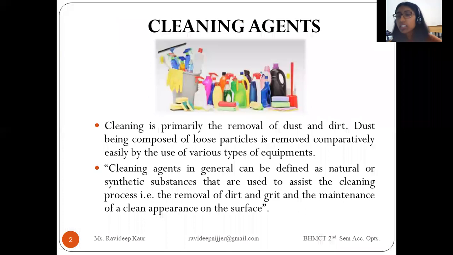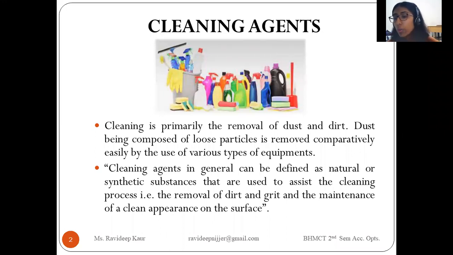What are cleaning agents? First of all, let me tell you what cleaning is. Cleaning is primarily the removal of dust and dirt. Dust, being composed of loose particles, is removed comparatively easily by the use of various types of equipment. Cleaning is basically removing dust and dirt from any surface. The dust is composed of loose particles in the air, and we can remove this dust with the help of various equipment.